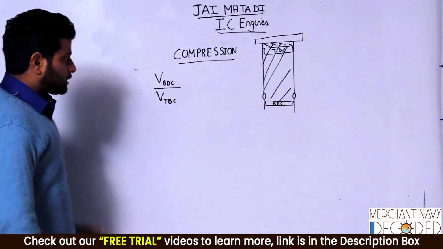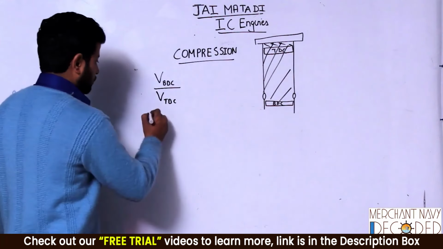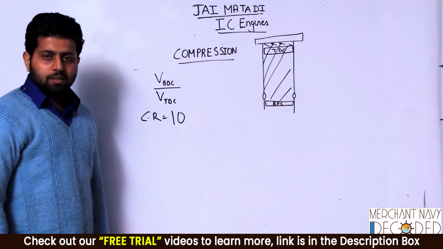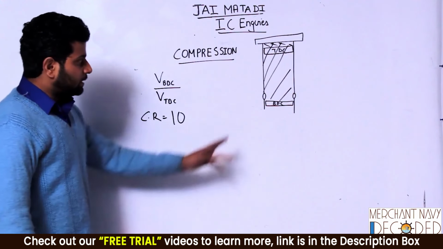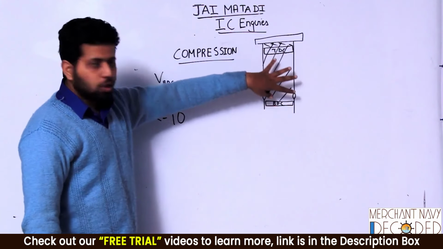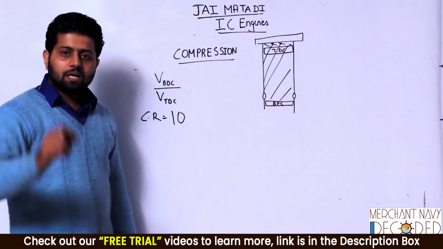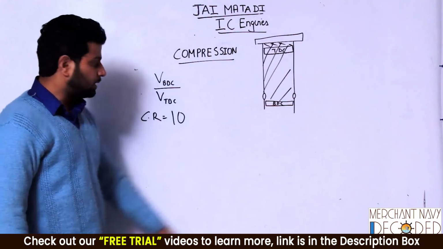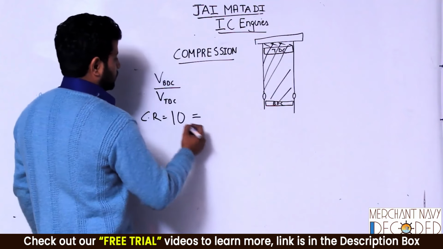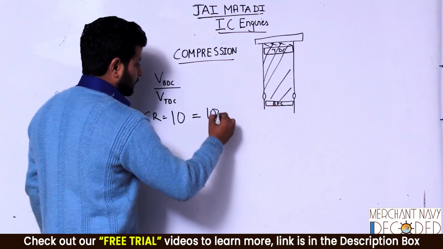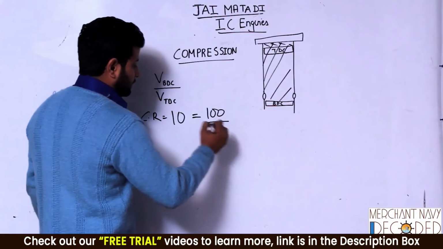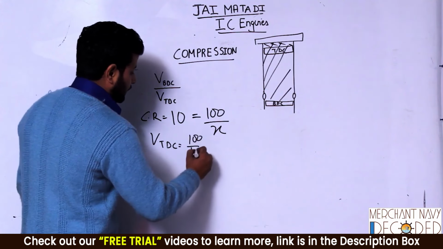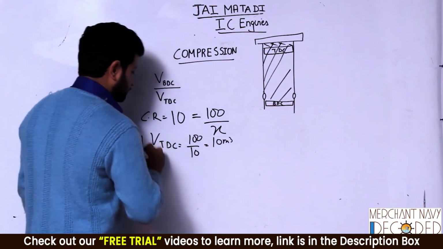Say someone tells you the compression ratio of this engine is 10, and the volume that this liner occupies when the piston is at BDC is 100 meter cube. Can you please tell me the volume when the piston is at TDC? I would say yes sir. 10 is equal to the volume at BDC, 100 meter cube, upon the volume at TDC, that is x. So the volume at TDC is 100 divided by 10, that is 10 meter cube.